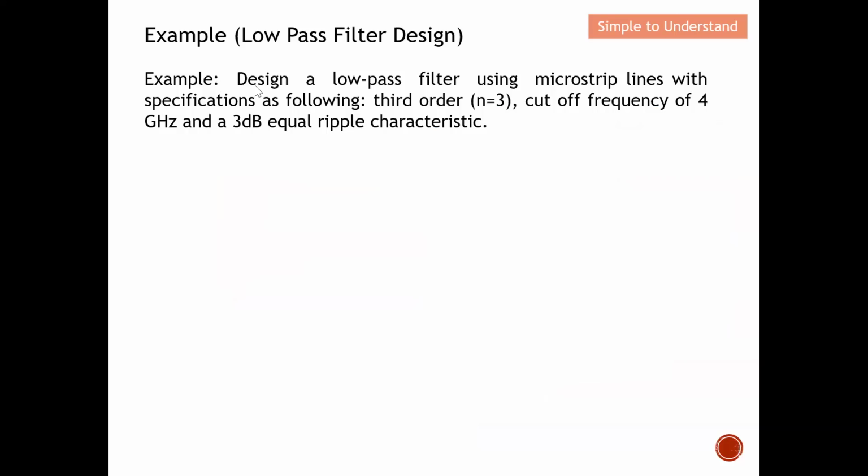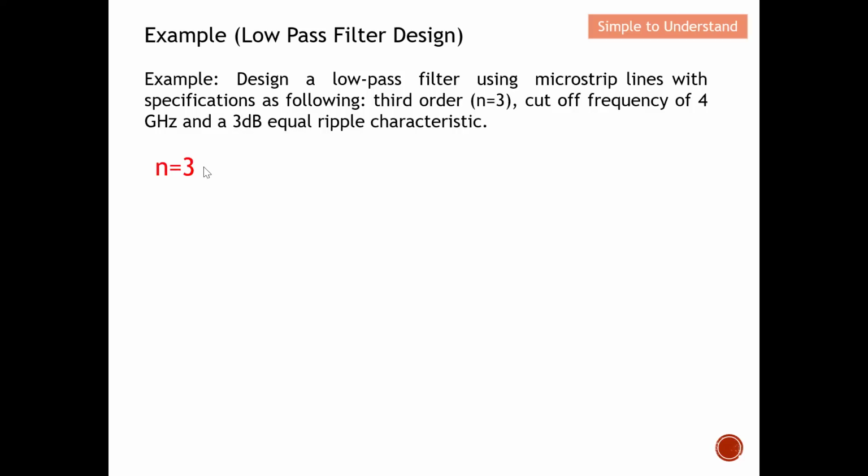So let's come to the example here. The example tasks us to design a low pass filter using microstrip line with the following specification: third order, which means that I need to have three lumped elements, n equals 3, having a cutoff frequency of 4 gigahertz and using 3 dB equal ripple characteristics, which means Chebyshev. So how can we actually do this?